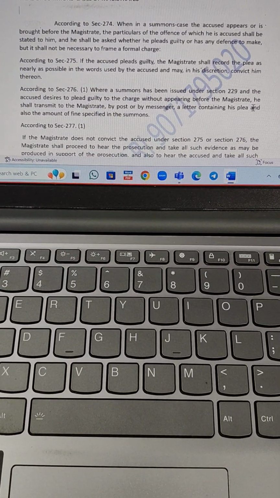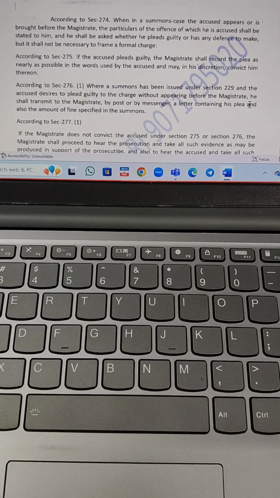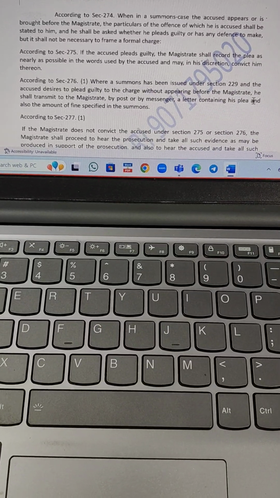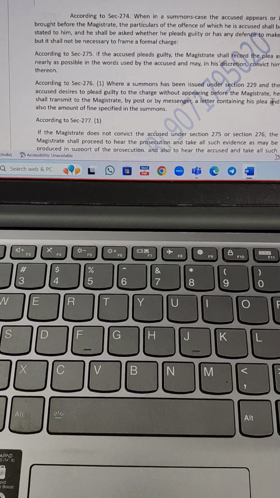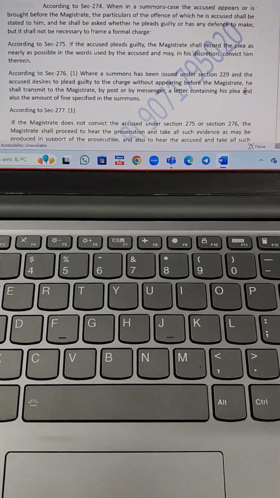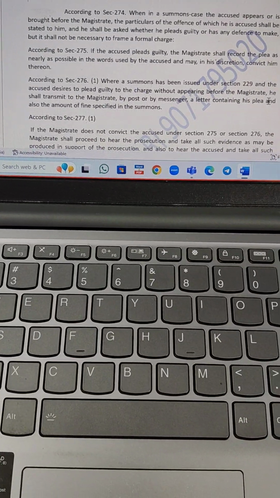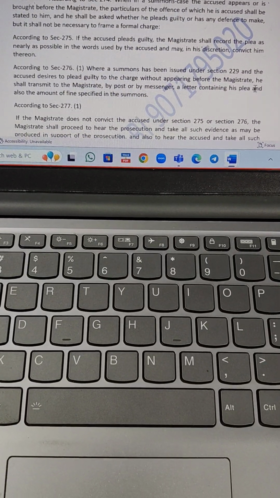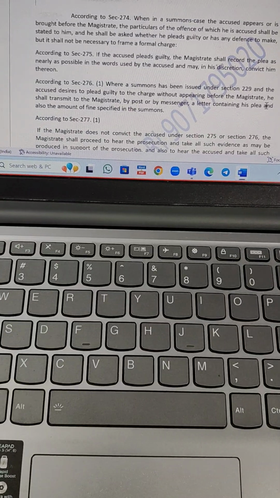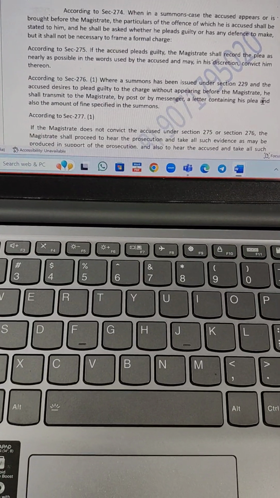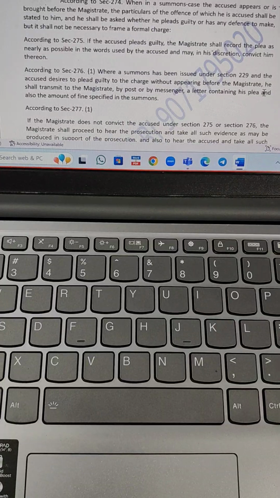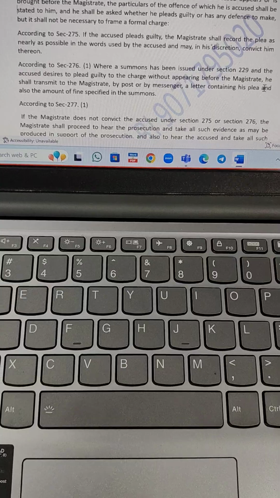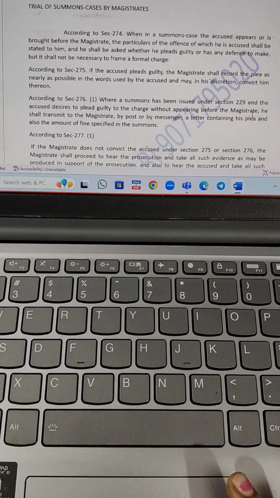So according to section 276, where a summons case has been issued under section 229 and the accused person desires to plead guilty to the charge without appearing before the magistrate, he shall transmit to the magistrate by post or by messenger a letter containing his plea, and also the amount of fine specified in the summons. So if he is out of station and cannot appear physically, in that case he can even report his attendance through post.